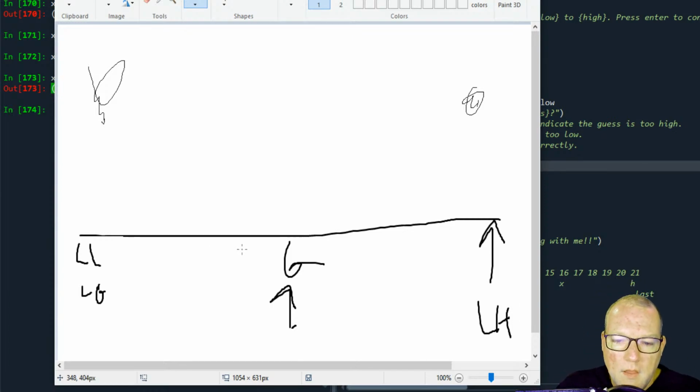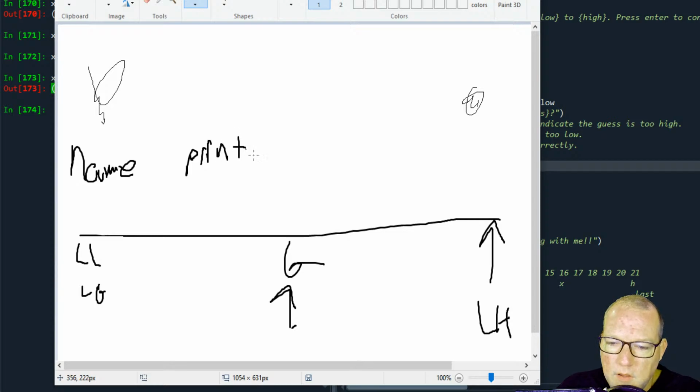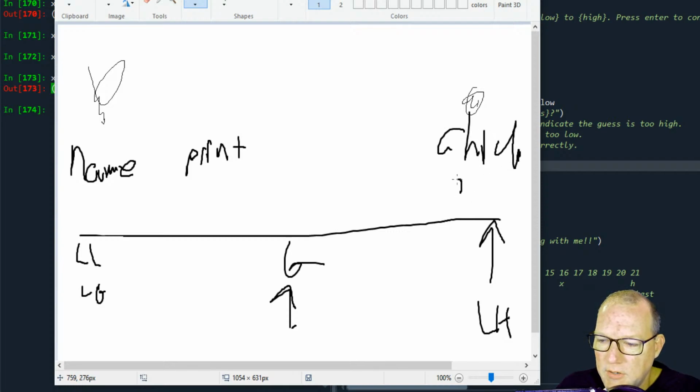Okay. So it was like make an input function to take your name, and then it would print. And then over here, it was the chicken nuggets. I'm not even going to be able to spell chicken nuggets. We'll just draw one. The chicken nugget combination.